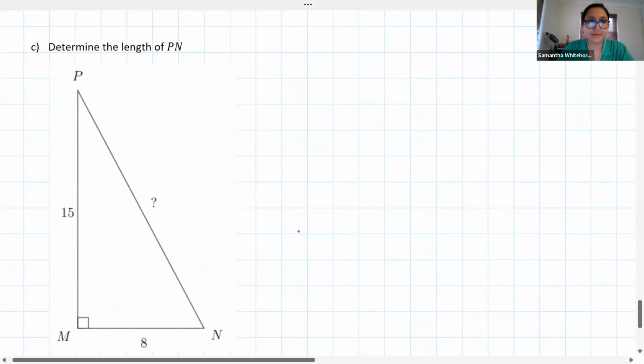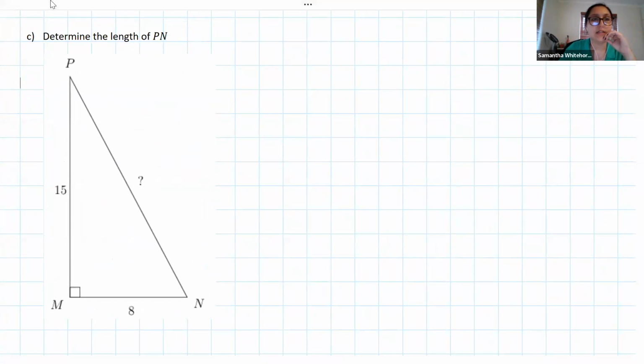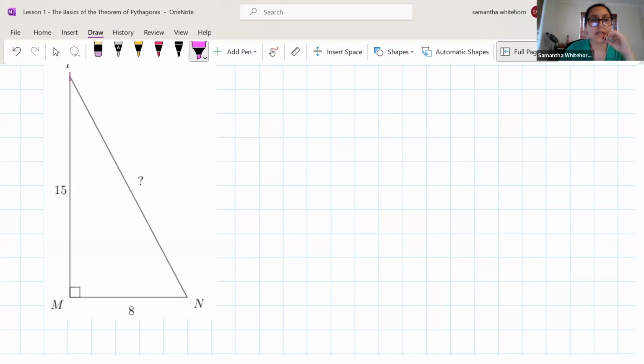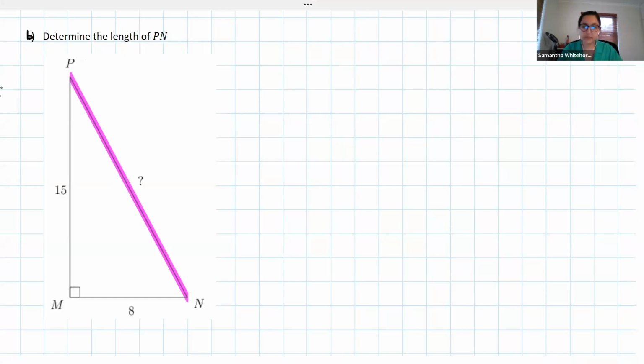Okay, guys. So again, I want you to try PN. I know it says C, but it's because I skipped B. So if you want to change this label to B, that's fine. Let's look for the length of PN. PN is this length over here. It's a beautiful highlighting skill I have. So let's look for PN. Okay, now remember here, we don't have units. So you're just going to put units in your answer.